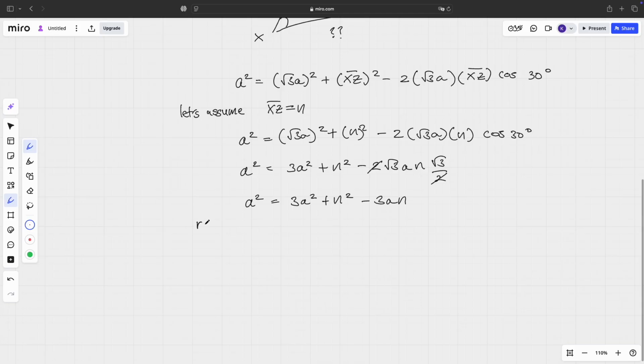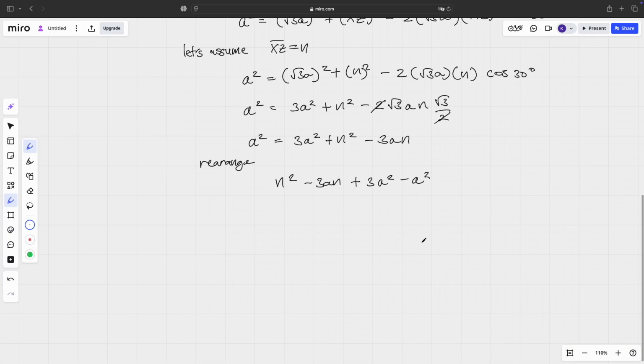So now we are going to be rearranging the equation. We are going to be transposing a squared to the other side. So n squared minus 3an plus 3a squared minus a squared. Okay, we can simplify this. So n squared minus 3an plus 2a squared is equal to 0. Don't forget about that.